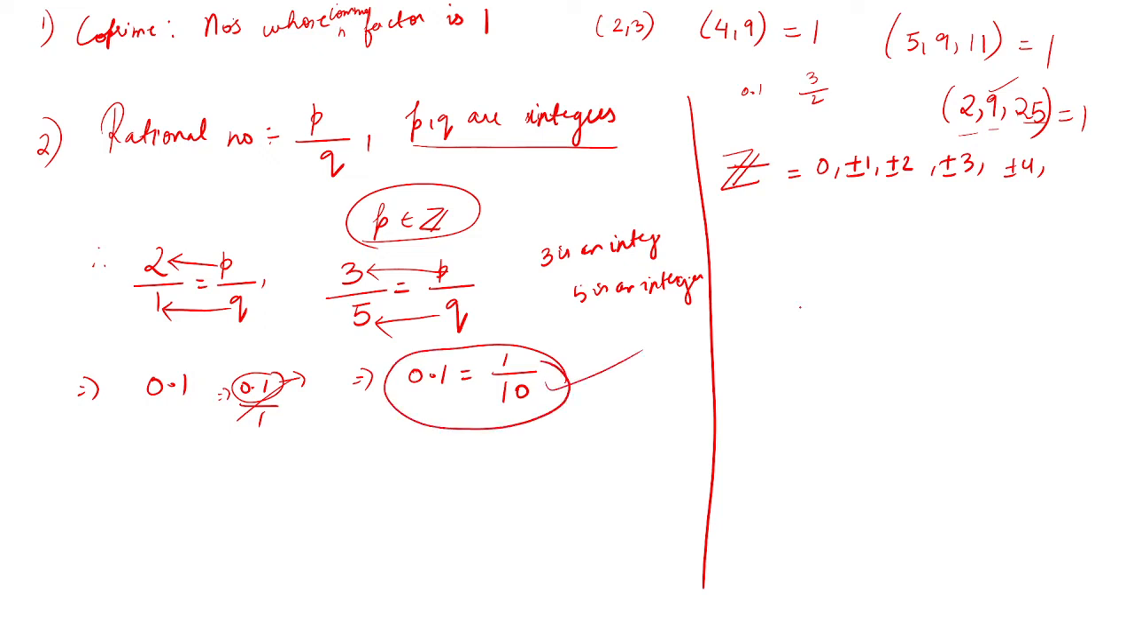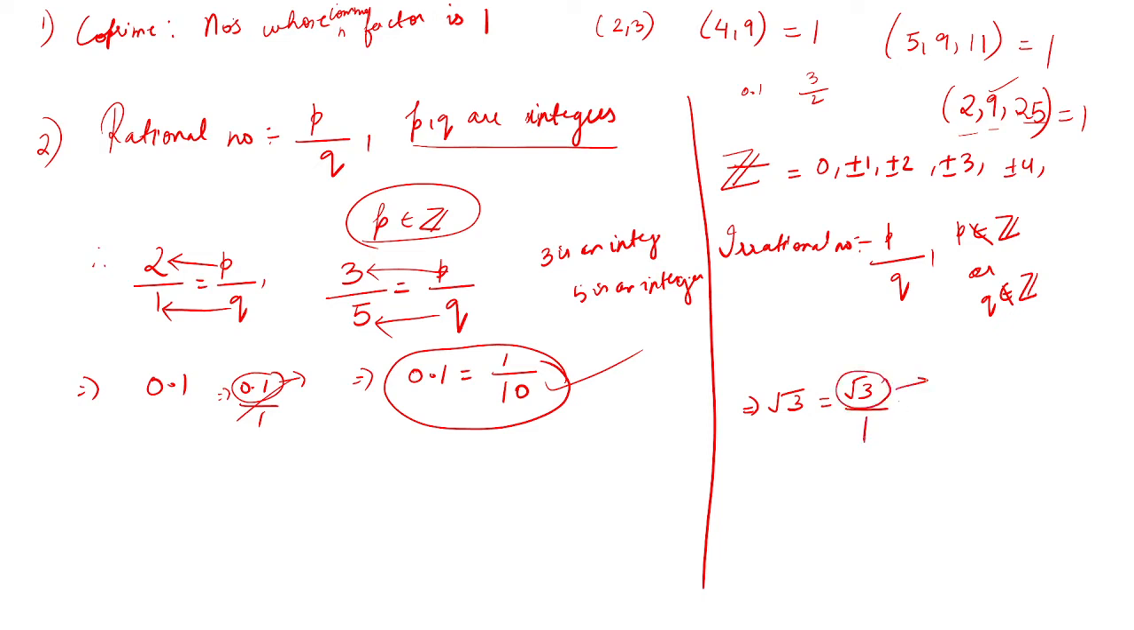Now, what is an irrational number? Irrational numbers are those numbers which are of this form, but p or q does not belong to the integers. So suppose I say root 3. Obviously root 3 by 1, all right, but let's see, is root 3 an integer? Is root 3 an integer?